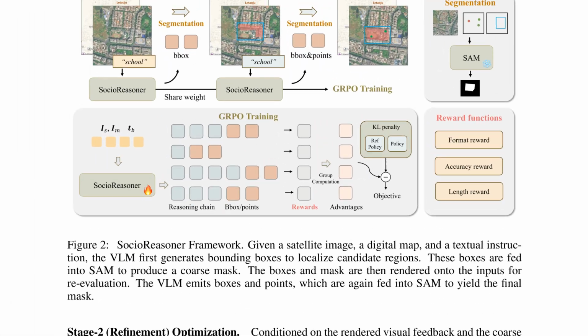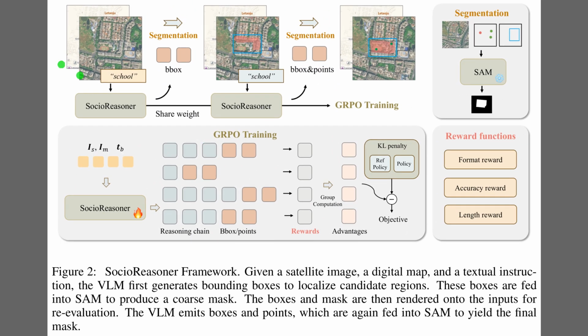While Figure 2 details the SocioReasoner framework itself, the top half illustrates the two-stage inference process. Initially, the vision language model predicts a bounding box for a target, like a school, which generates a coarse mask. Then, in the refinement step, this mask is rendered back onto the input, allowing the model to critique its own work and add specific point prompts for a final, sharper segmentation. To make this work, the bottom section shows their training setup using group relative policy optimization. The system generates multiple reasoning chains and evaluates them using the reward functions listed on the right, which prioritize valid formatting, high accuracy, and concise reasoning.